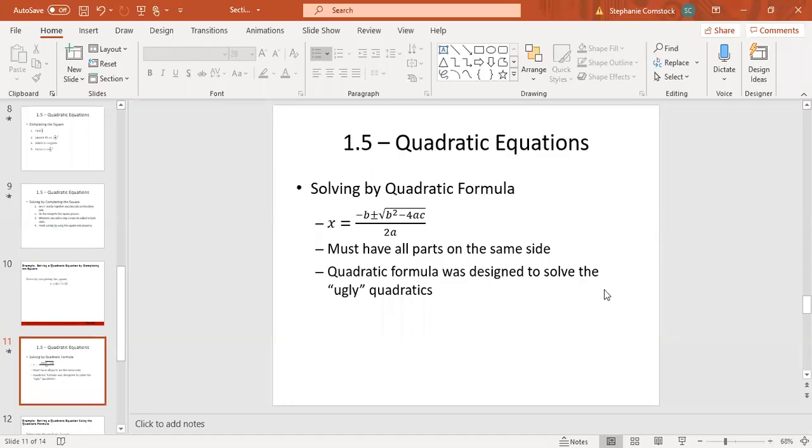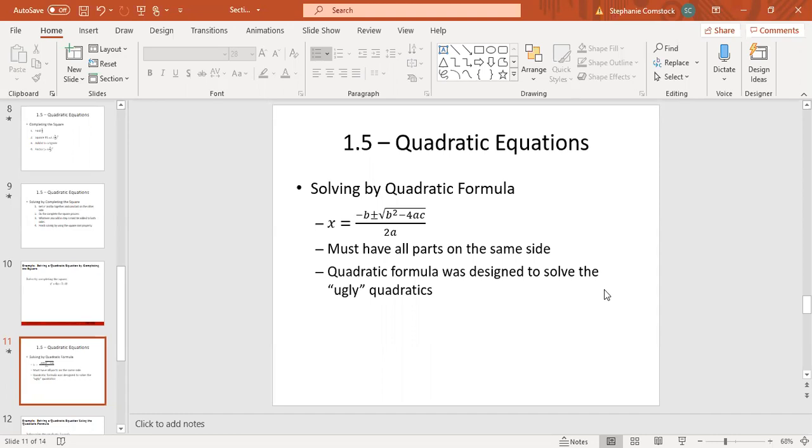Okay, guys, in this video, we're going to look at the quadratic formula. Mathematicians were going through problems and equations, and they had problems that they could factor. They had problems that they could do complete the square on. They had problems that they could do square root property on. But then they had these ones that were kind of ugly that didn't work with really anything.